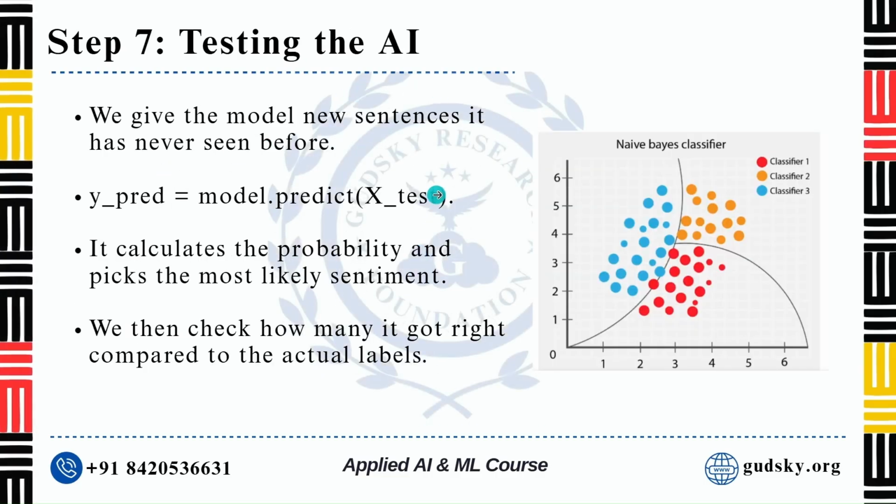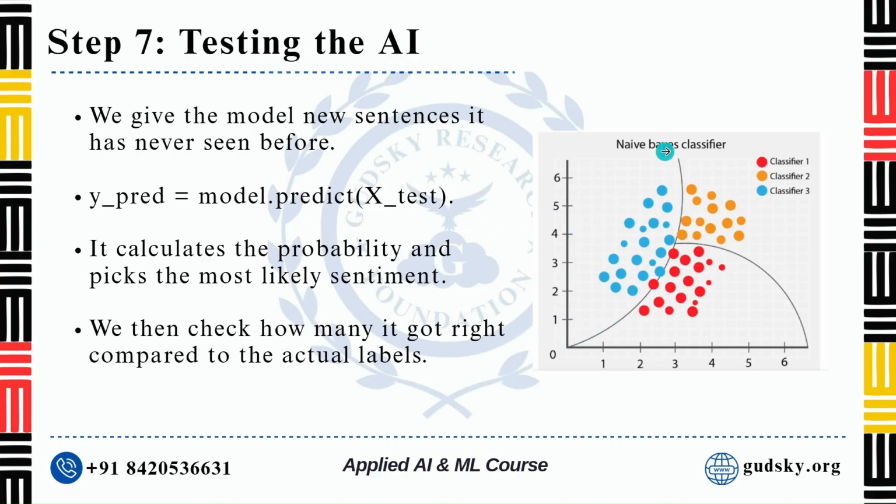Testing the AI. As I told you, after the training, the testing part comes. Now we give the model a final exam. We feed it the test set, sentences it has never seen before. The model looks at the words, checks its learned probabilities, and makes a prediction. This is the moment of truth where we see if our AI has actually learned to read emotions.